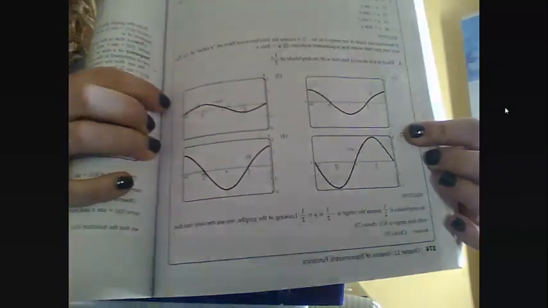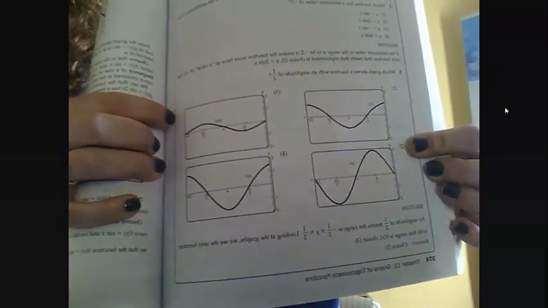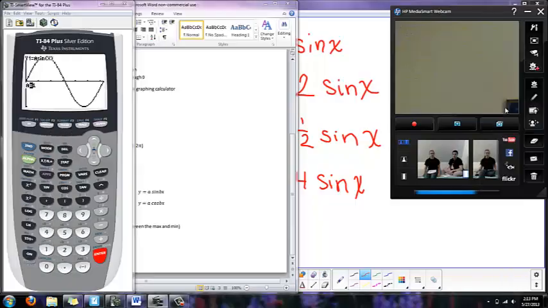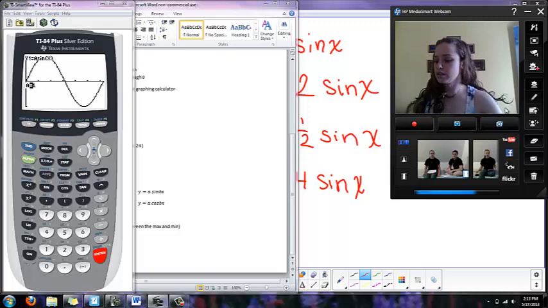Okay? So you can take a look at that stuff in your book too if you couldn't really see that. But those are the 3 questions on page 374. Alright, let's see what else.